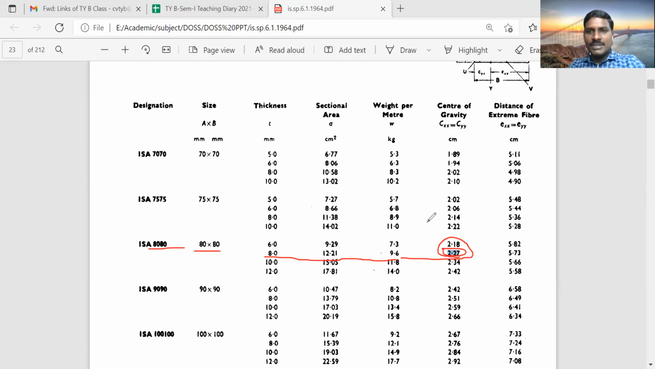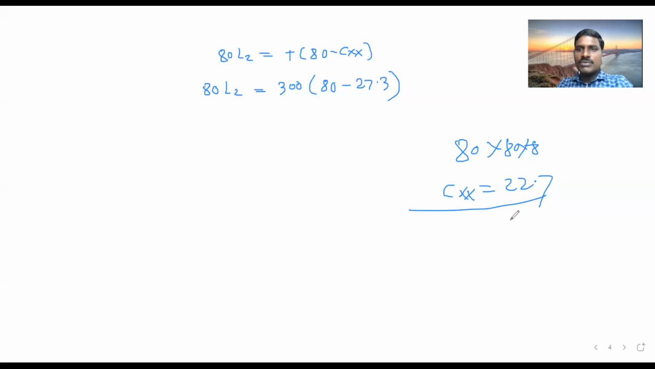2.27. It means 22.7. Correct now? Uday? Yes sir. Okay, so this value is 22.7. Now do the calculation. So now tell me, how much is L2?